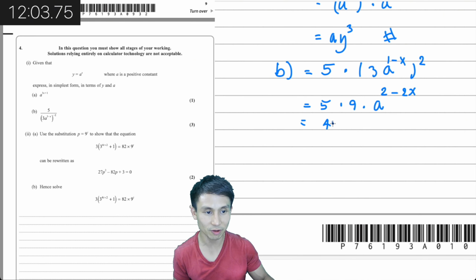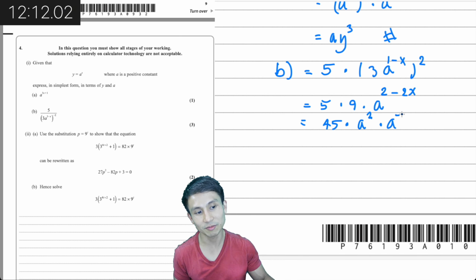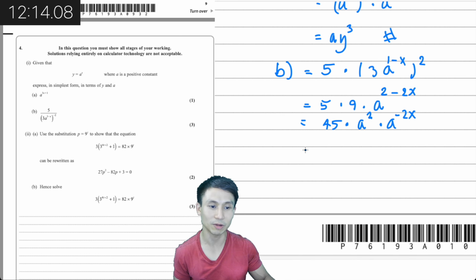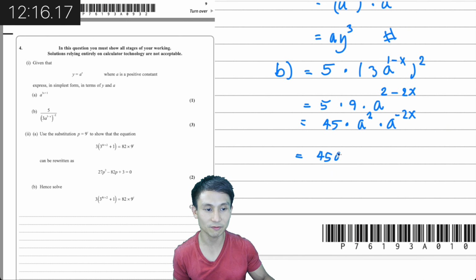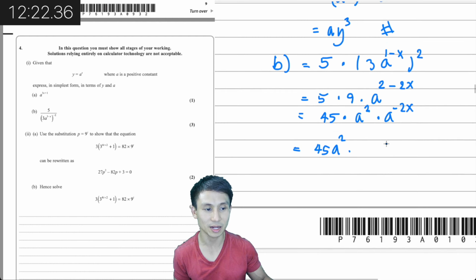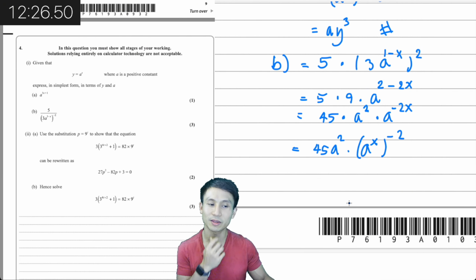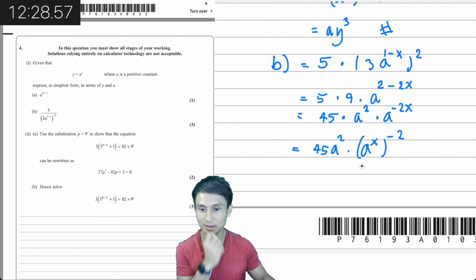So we have 45 here, 5 times 9. And a to the 2 minus 2x, we split using another law of indices, and this is a to the minus 2x, right? Just splitting them up. So this is 45a to the 2, and we can use a similar approach here from part A. So this would become a to the x and then to the minus 2. That still works.